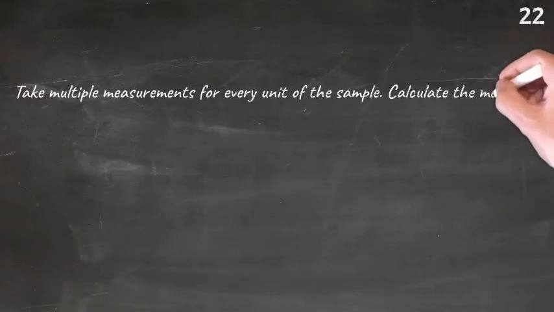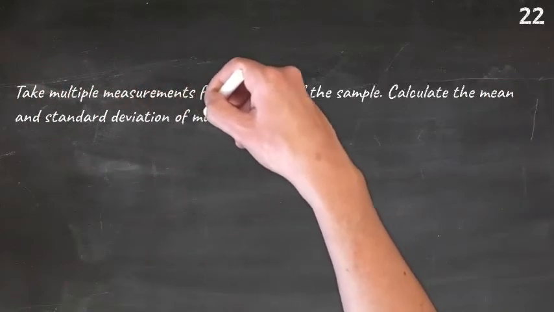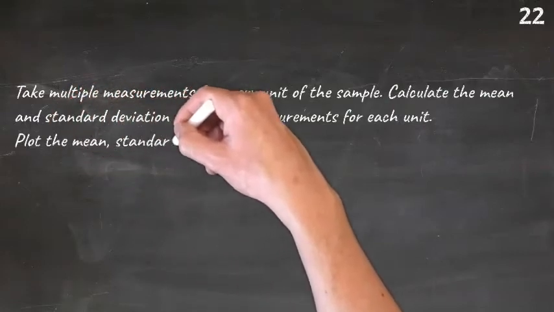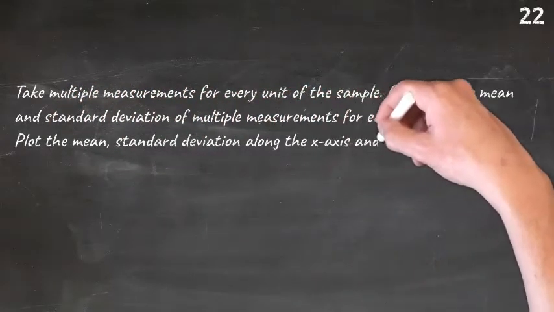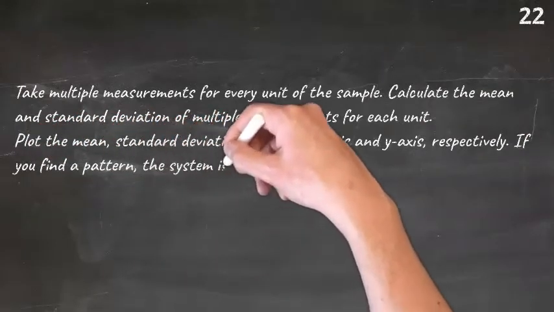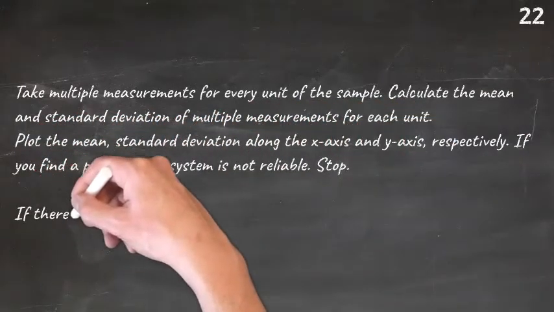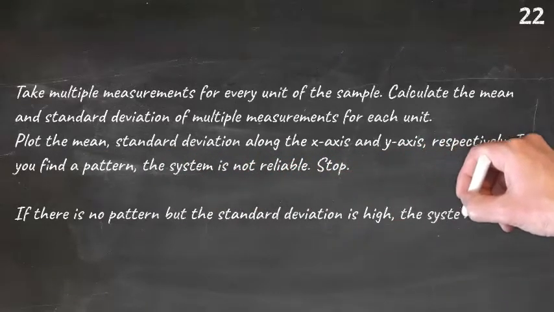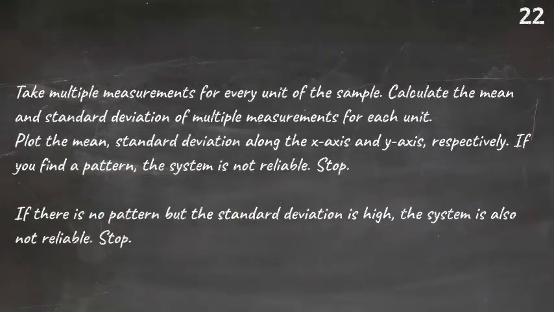Calculate the mean and standard deviation of multiple measurements for each unit. Plot the mean and standard deviation along the x-axis and y-axis, respectively. If you find a pattern, the system is not reliable. Stop. If there is no pattern but the standard deviation is high, the system is also not reliable. Stop.